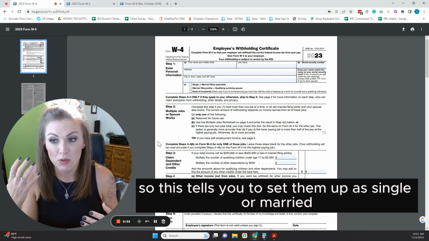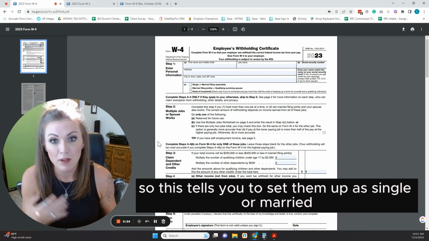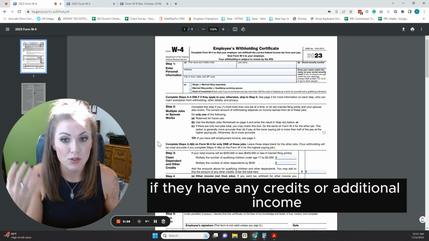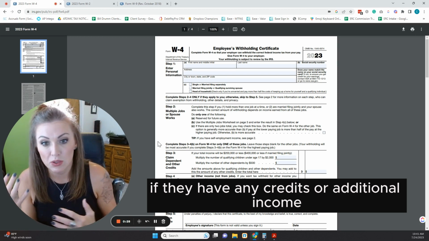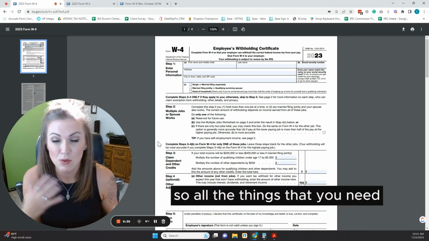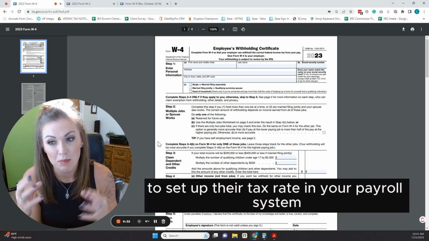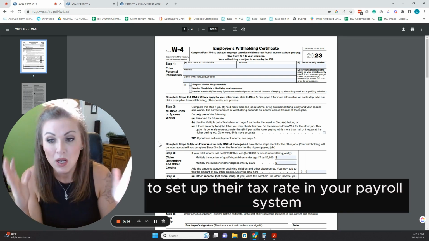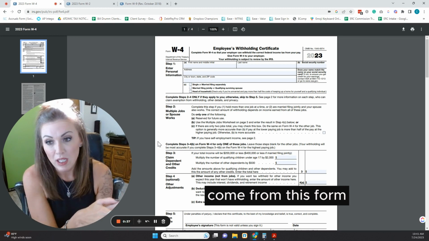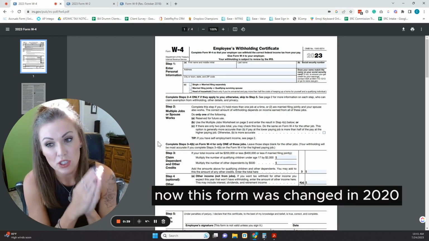So this tells you to set them up as single or married, if they have any credits or additional income, if they have two jobs. So all of the things that you need to set up their tax screen in your payroll system come from this form. Now, this form was changed in 2020.